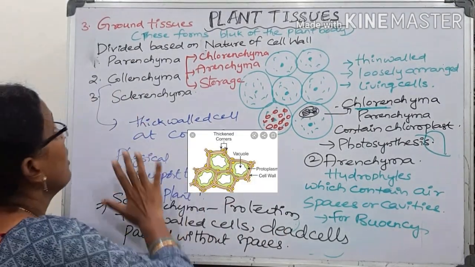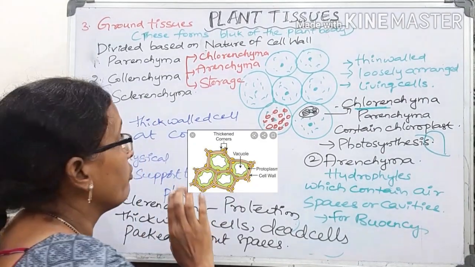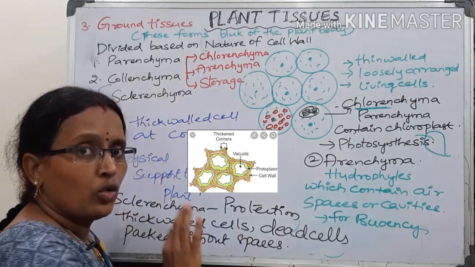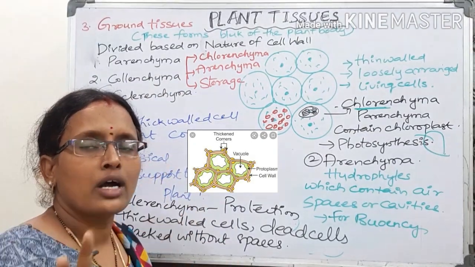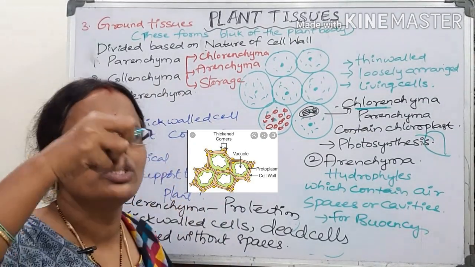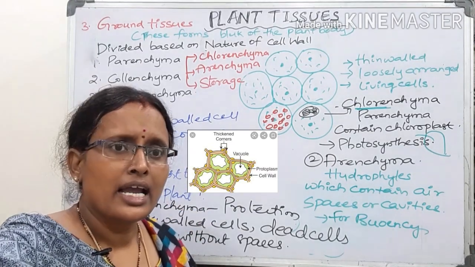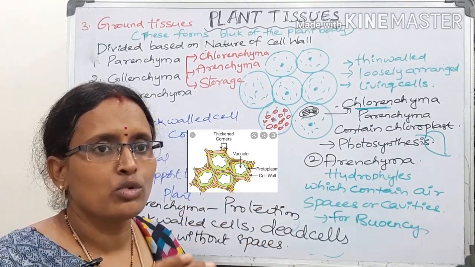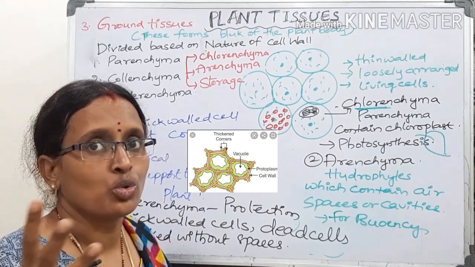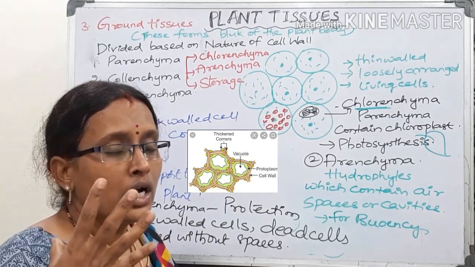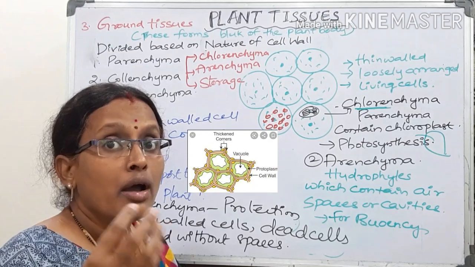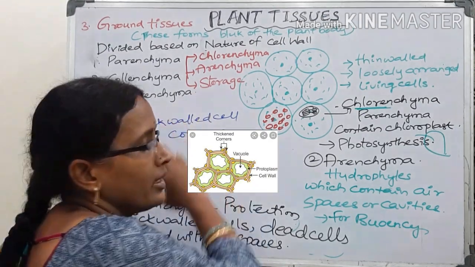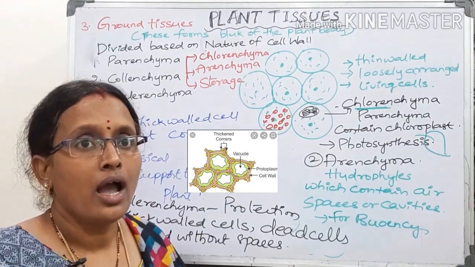This is about the ground tissue. Once again we will recollect all the points. Ground tissue is the innermost tissue inside the plant. If you remove the outermost epidermis, the innermost part is called ground tissue. It is composed of several types of tissues. Based on the nature of their walls, they are divided into parenchyma, collenchyma and sclerenchyma.